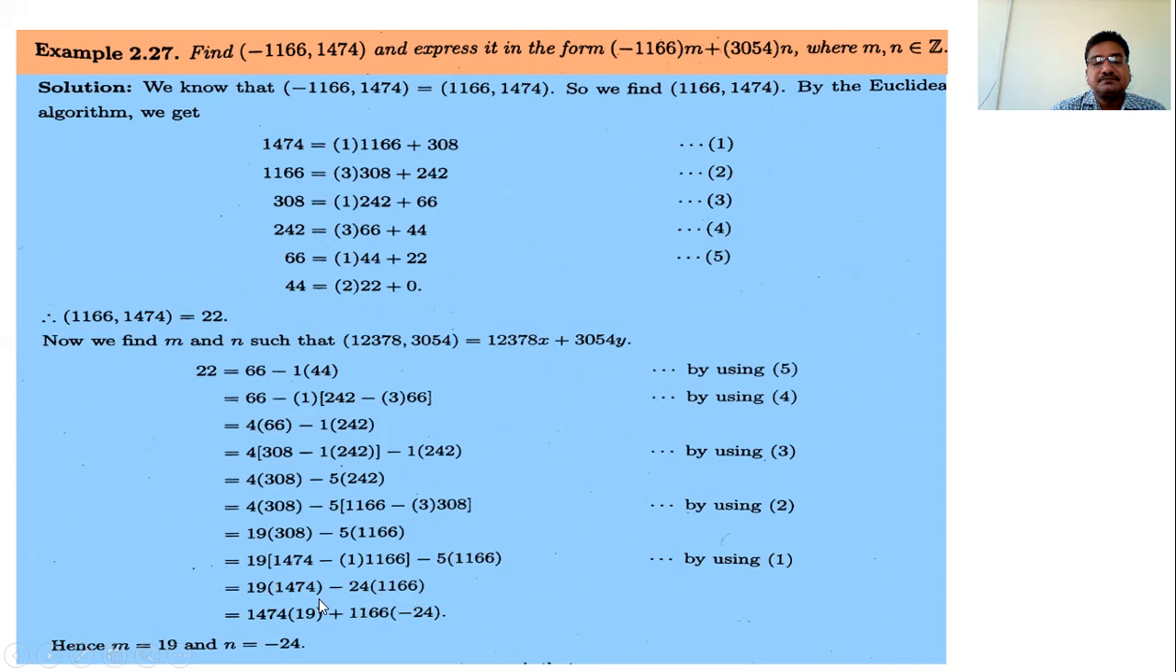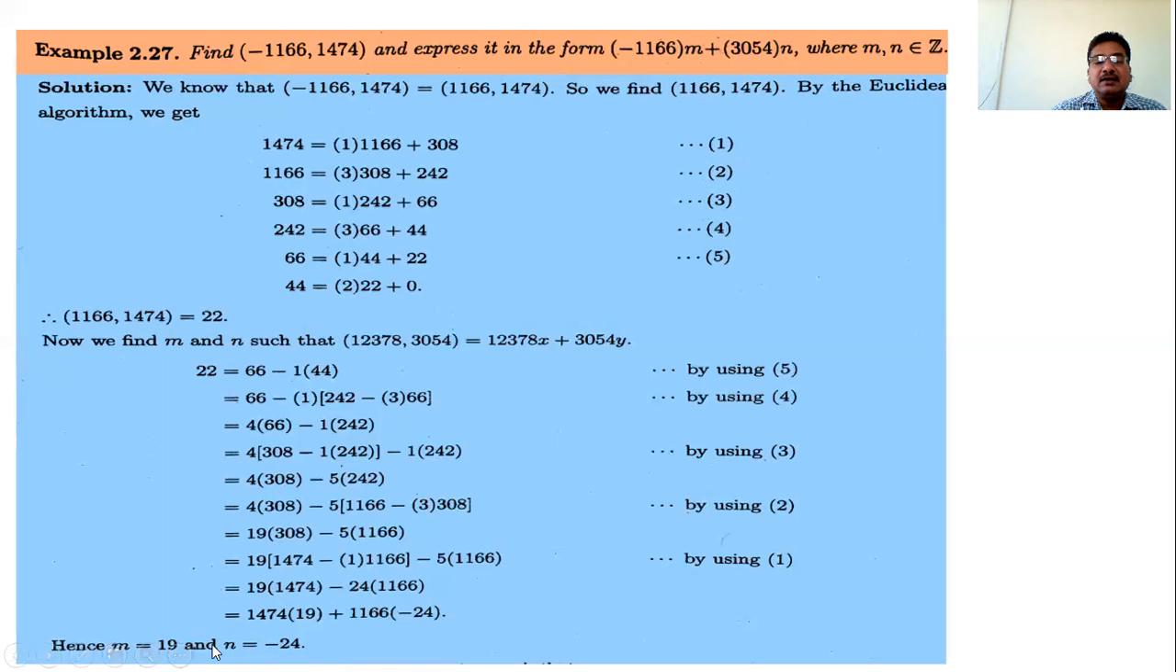So what do we have? If we have to find these numbers, then what is the answer? We take the negative sign here. Then we have 1166 into minus 24. That is, if we take the minus sign here, then we have minus 1166 into 24. So m is 24. Make the correction here, that m is 24.